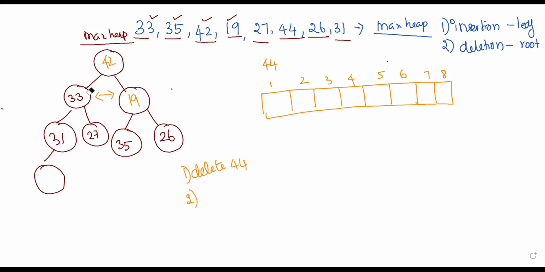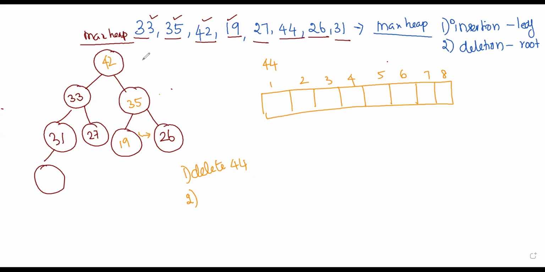Now at the root node it is satisfied. Now check again with its children. This is the swap part, right? So check 19 with its children. It should have the greater value, right? Among these two nodes, 35 is greater. Swap with it. 35 comes here and 19 is here. So now it is a max heap. After deleting 44, this is your max heap.